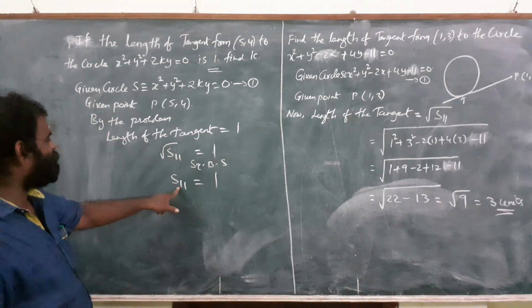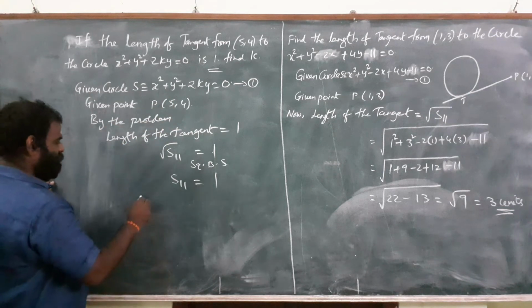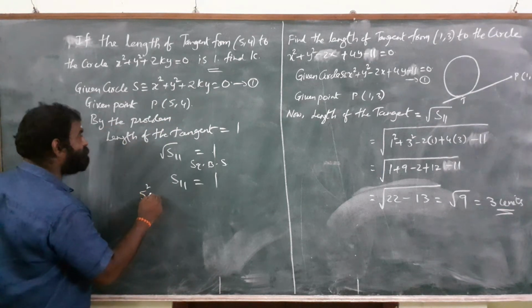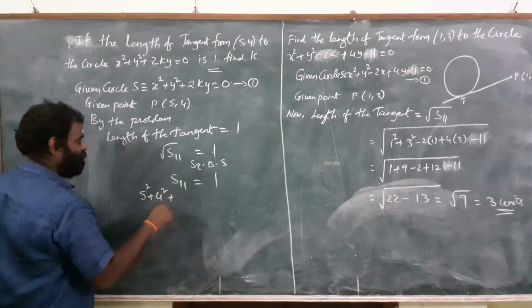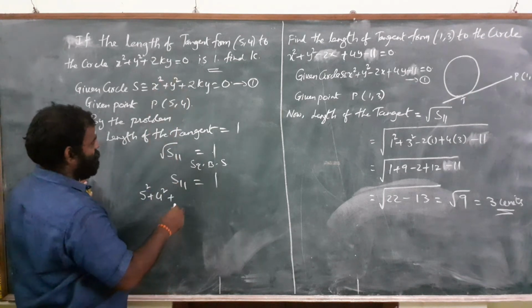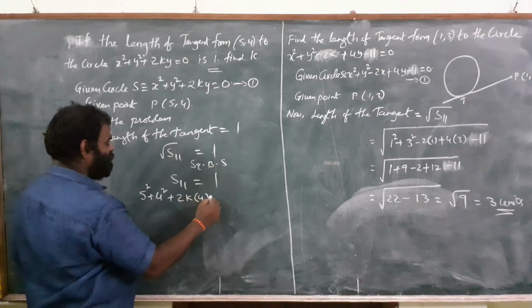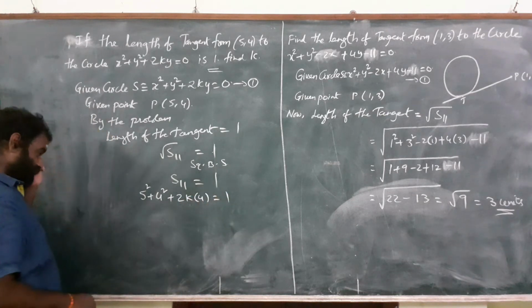So now what is S11? You have to substitute this point in this circle. Then 5 square plus 4 square plus, there is no x term here, and 2k into y. What is y? 4, is equal to 1.